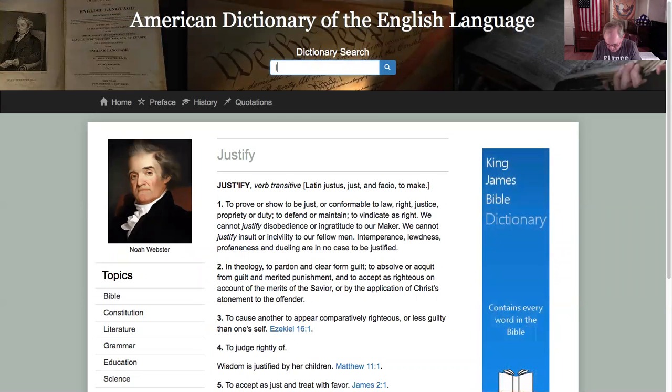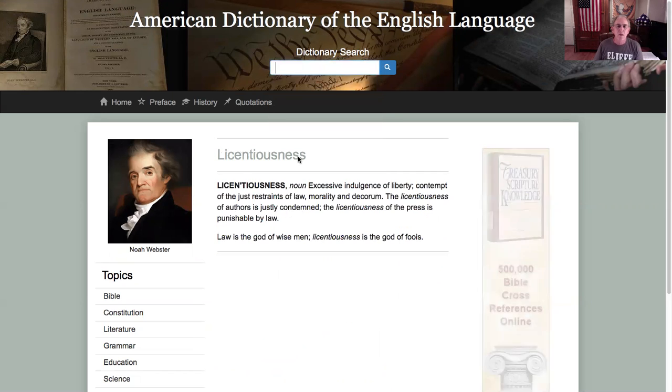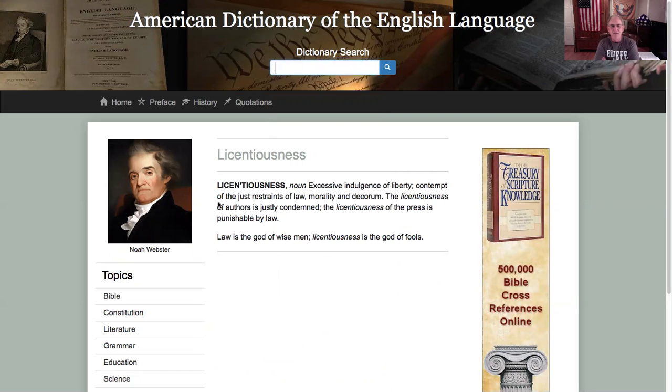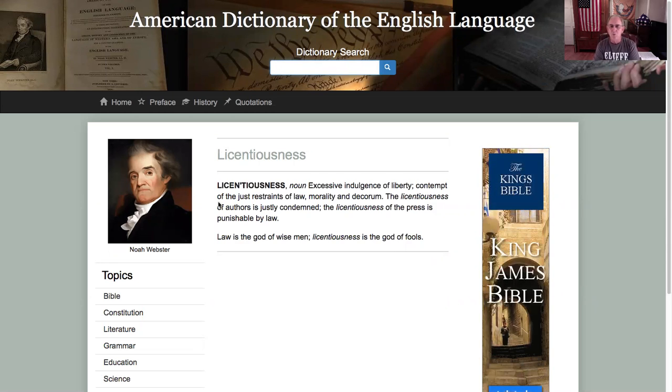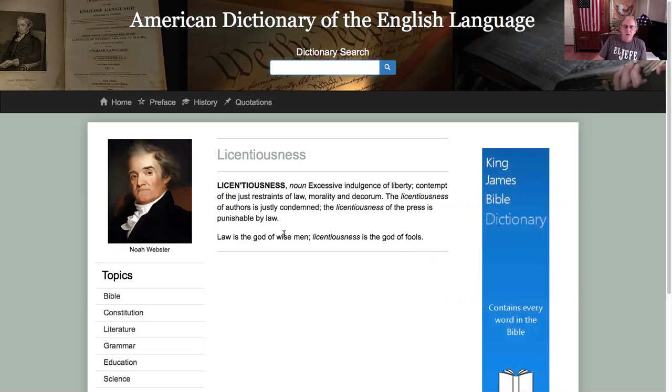This is a hard one. Licentiousness: excessive indulgence of liberty, contempt of the just restraints of law, morality, and decorum. The licentiousness of authors is justly condemned. The licentiousness of the press is punishable by law. Law is the god of wise men. Licentiousness is the god of fools. So you can't act like a fool.